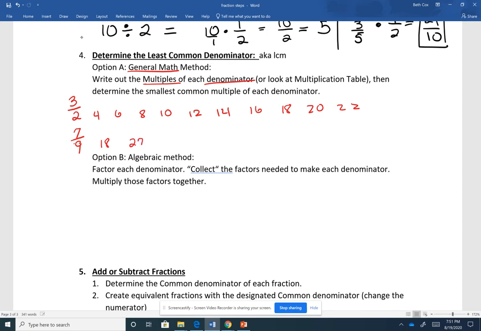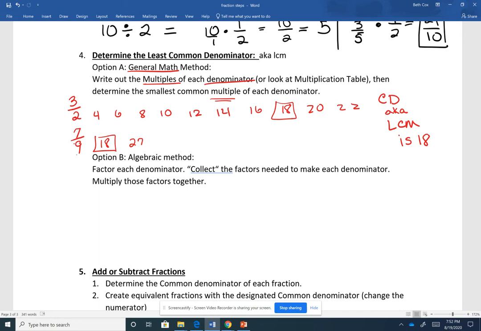Then you determine the smallest common multiple of each. So the common denominator, also known as the least common multiple, is 18 for 2 and 9, because 2 goes into 18 and 9 also goes into 18. Okay, and so that's the general math method. Write out the multiples of each denominator and determine the smallest common multiple.